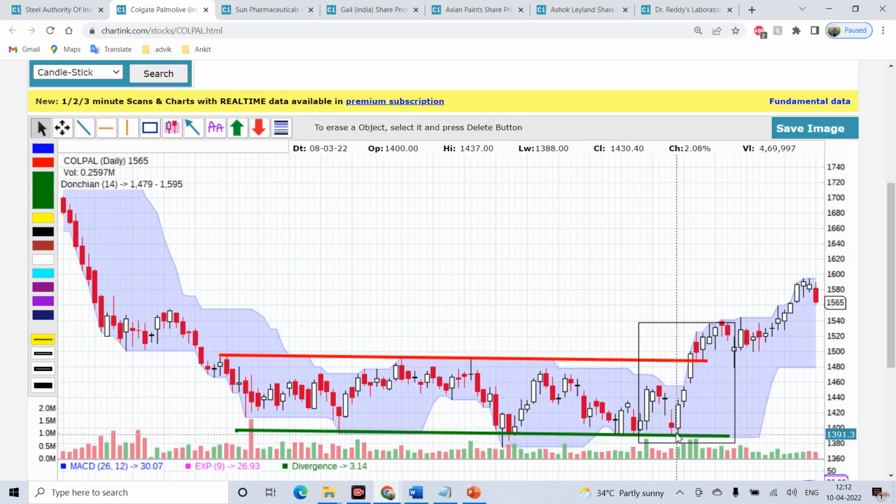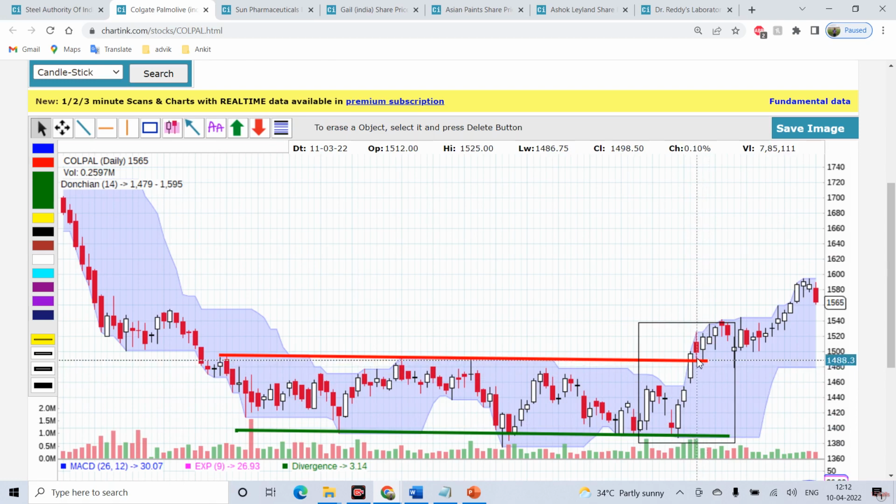And if you see here this candle, 7th of March, when it touched the lower end of the trend band, and from here it just made 3 candles very quickly. So almost from 1390 to 1485, almost a 7-8% movement in just 3 days, and then it has hardly broken this upper trend line.